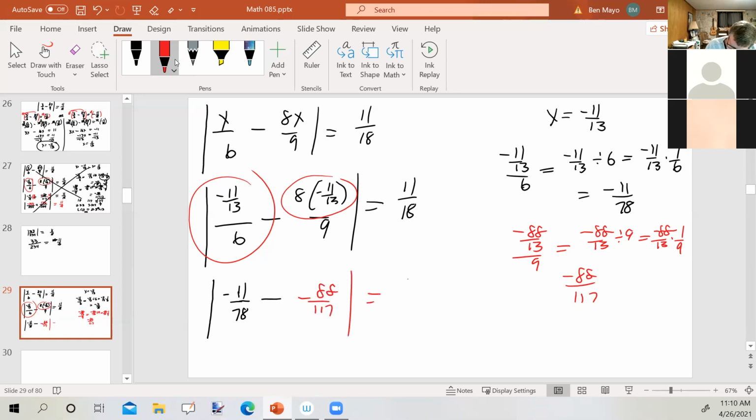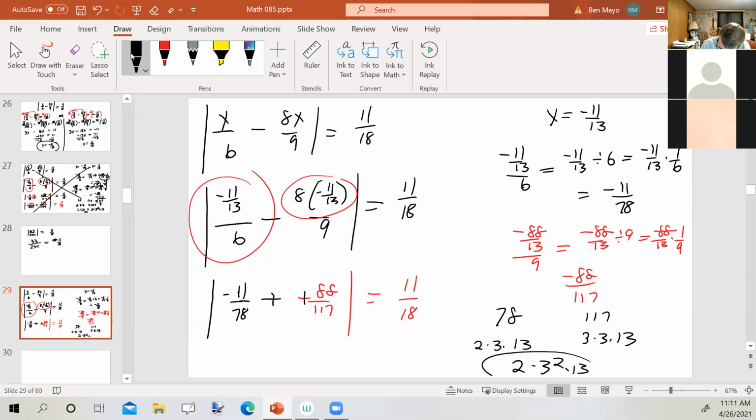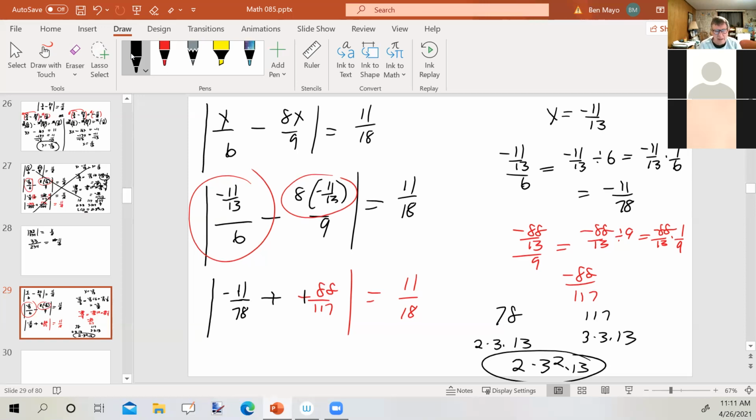Wow. This is still looking pretty ugly. Subtracting a negative is like adding a positive. Well, let's see. 78 and 117. What's the least common denominator there? 78 is, let's see, where did we get that? We got that from 13 times 6. That's 2 times 3 times 13. And 117 is 3 times 3 times 13. Oh, that's not going to be so bad. So it's going to be 2 times 3 squared times 13. That's going to be our LCD. Any question how I got that?